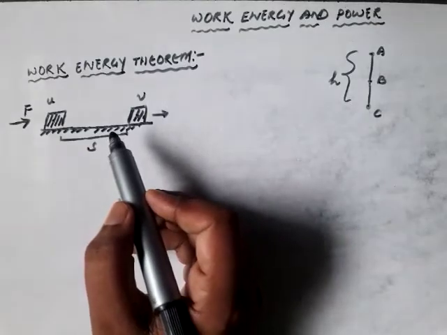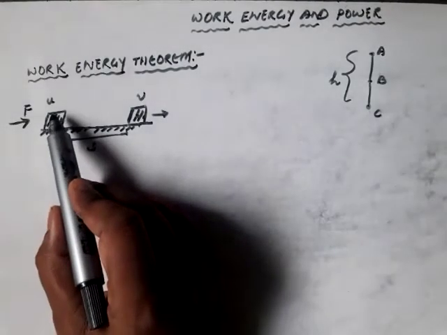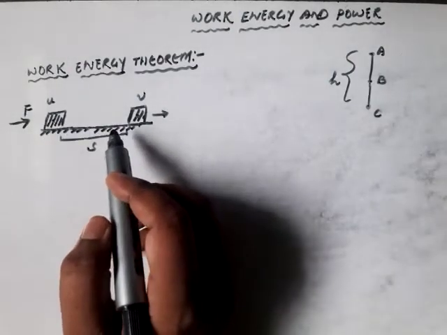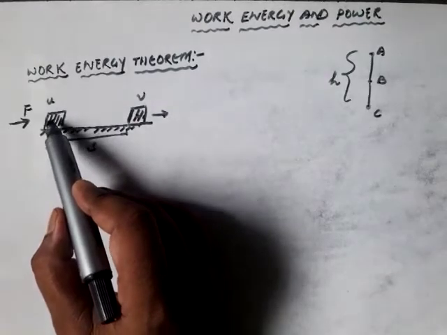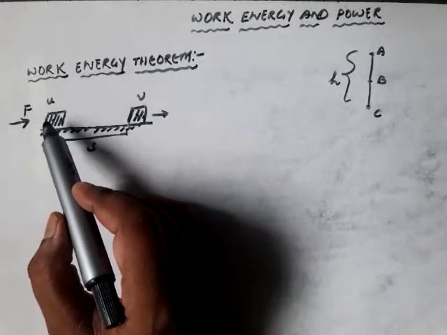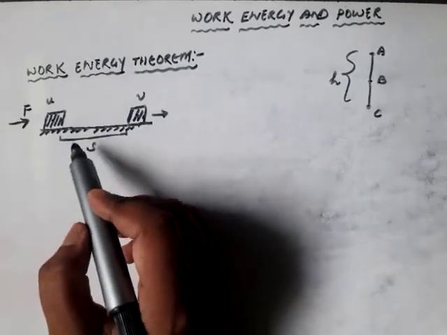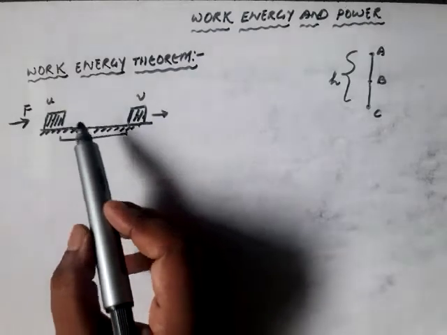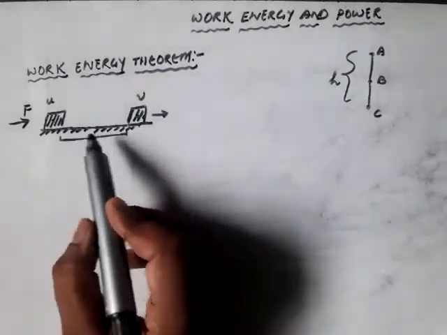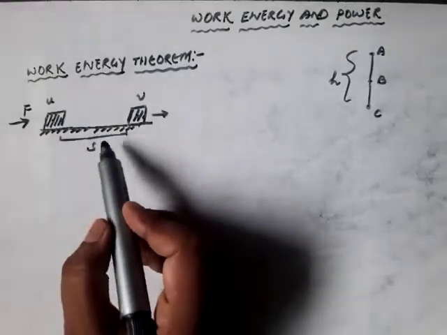So obviously the body changes its velocity from u to v when we apply a force, and suppose its mass is m, the body has mass m. When a constant force is applied to the body along the direction of motion, it produces acceleration a, and the velocity of the body changes from u to v while moving a distance s. Here is the distance s.